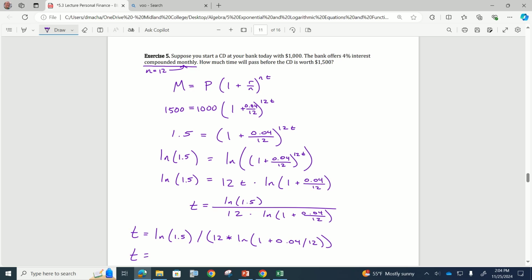10 point what? 15? 10.15? Cool. So if you get a 4% interest on your CD at a bank and you put in $1,000 and you wait very patiently for 10.15 years, then you can have $1,500. $500 free dollars.